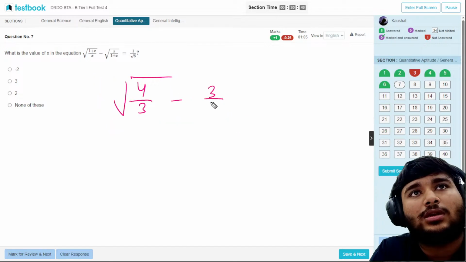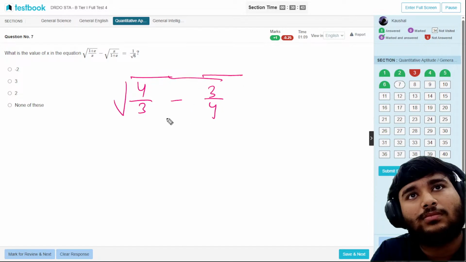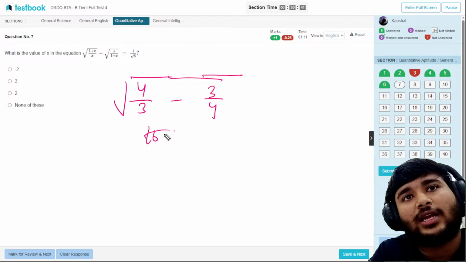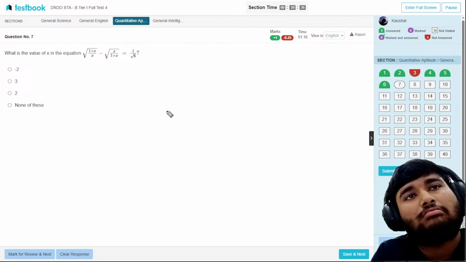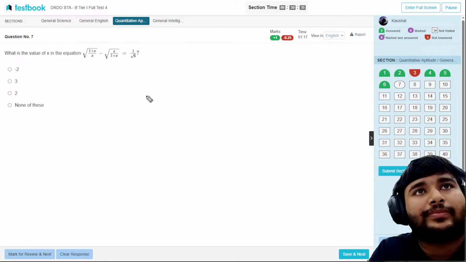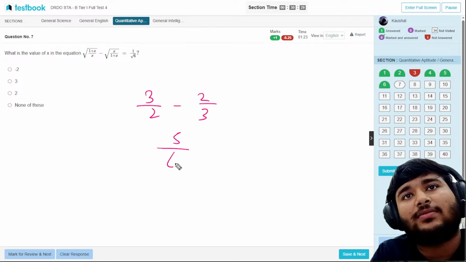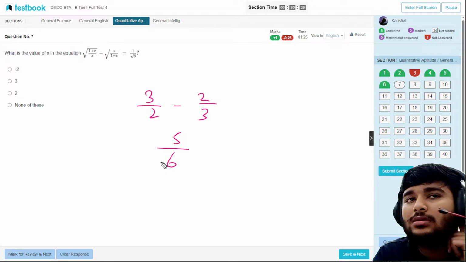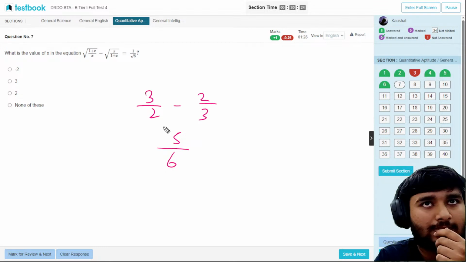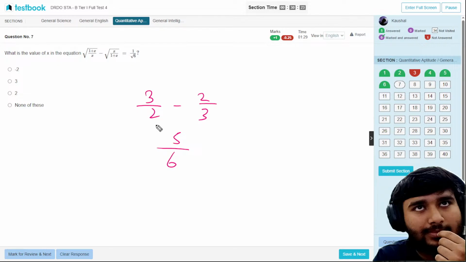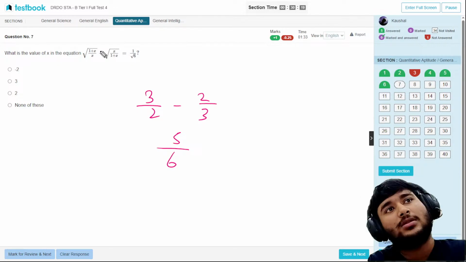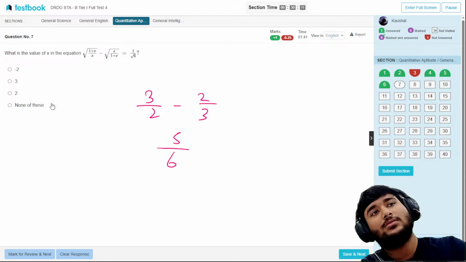3 upon 4. 16 minus 9 is 7 upon 12. 3 upon 2 minus 2 upon 3. 9 minus 4 is 5 upon 6. Minus only. 2 becomes 3. 3 upon 2 plus minus 2 upon 3. 9 minus 4 is 5. 5 by 6. None of these.